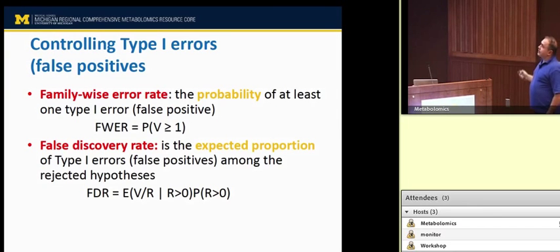The two concepts are slightly different because here you control a probability, which is a much tighter control, whereas here you are interested in an expected proportion. And these are the formulas, which are not that interesting at this time.